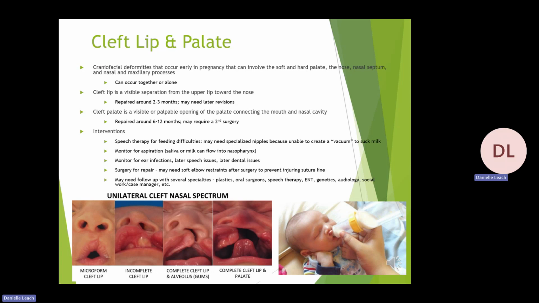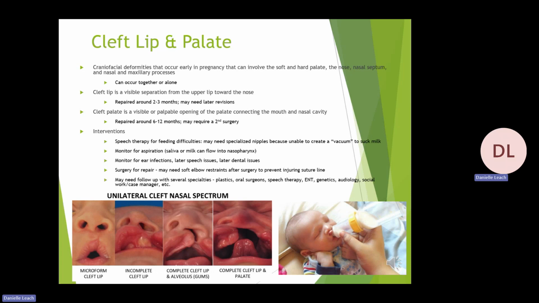When they go for surgery for the repair, when they come back from the surgery, we usually have some sort of restraints on them, because babies are naturally going to want to touch their face, and we don't want them to injure where they just had surgery. A common thing is soft elbow restraints, so the baby can still move their forearms around, but they won't be able to move their arms up high enough to reach their face. It's just something temporary to protect the surgical site.